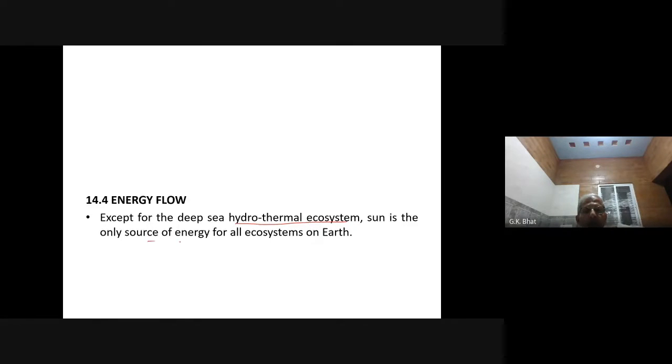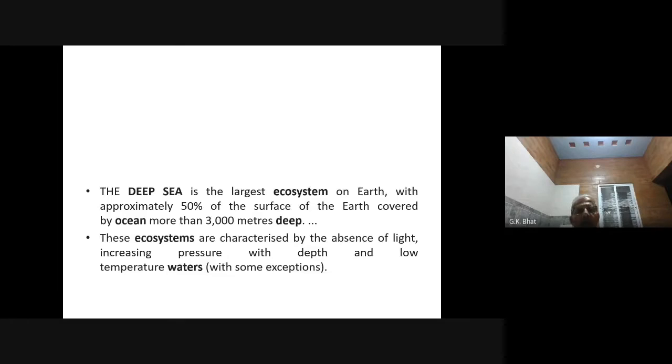Sun is the only source of energy for all ecosystems on earth. The deep sea is the largest ecosystem on earth, with approximately 50% of the surface of earth covered by ocean more than 3,000 meters deep.